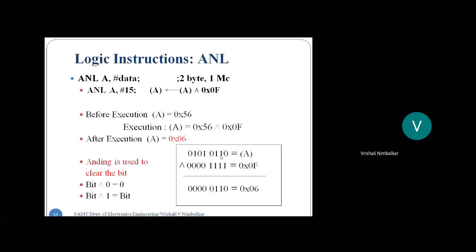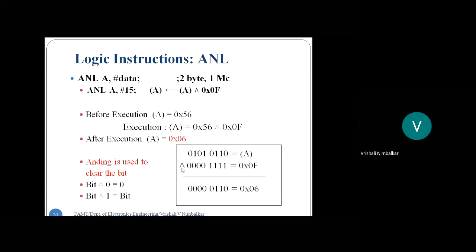So let us see here. 0 and 1, 0. 1 and 1, 1. 1 and 1, 1. 0 and 1, 0. 1 and 0, 0. 0 and 0, 0. 1 and 0, 0. 0 and 0, 0. So that's the answer 06. So in the accumulator you will find 06.